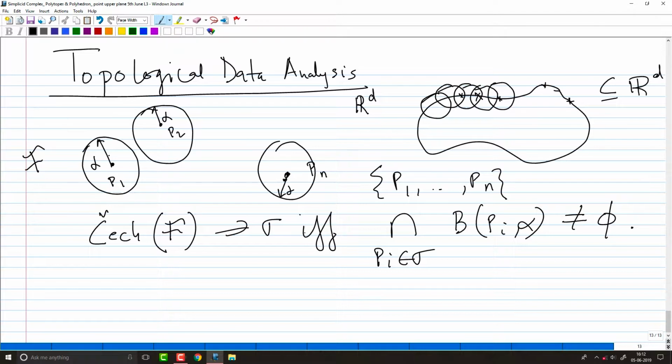So, F is this family of balls. Okay. So, what is the Čech complex of F? A simplex sigma, which is a subset of P1 to Pn, is in the Čech complex if and only if the intersection of the balls centered at Pi of radius alpha, so you put an alpha here also. This is the parameter, so the balls are of radius alpha, have a non-empty intersection.